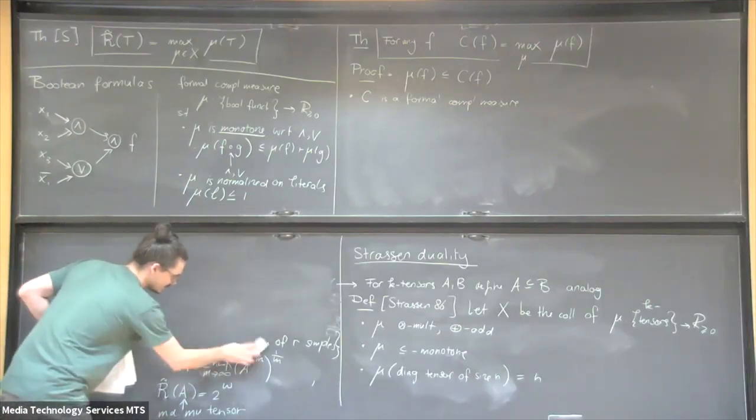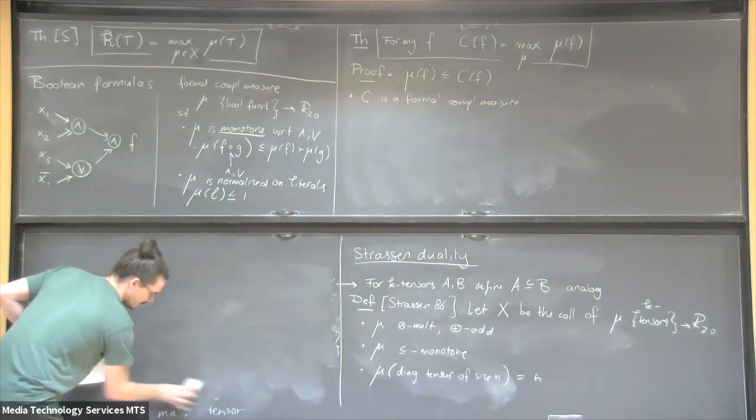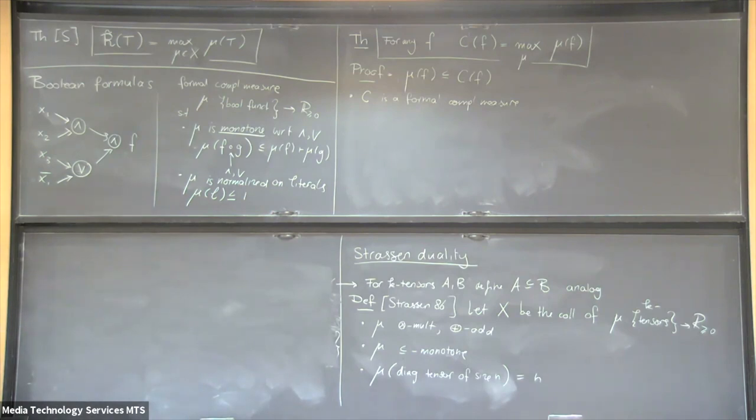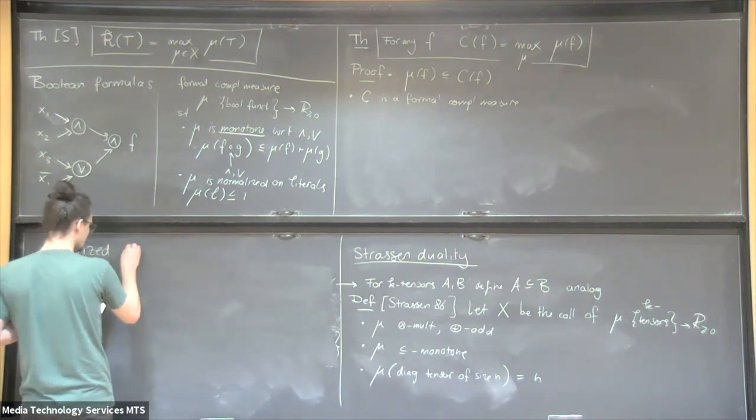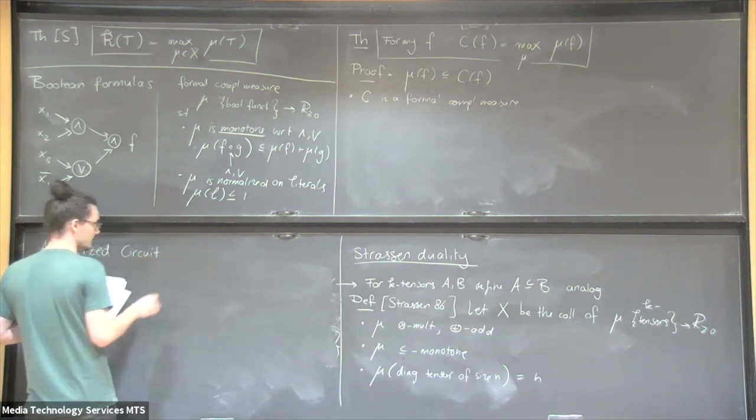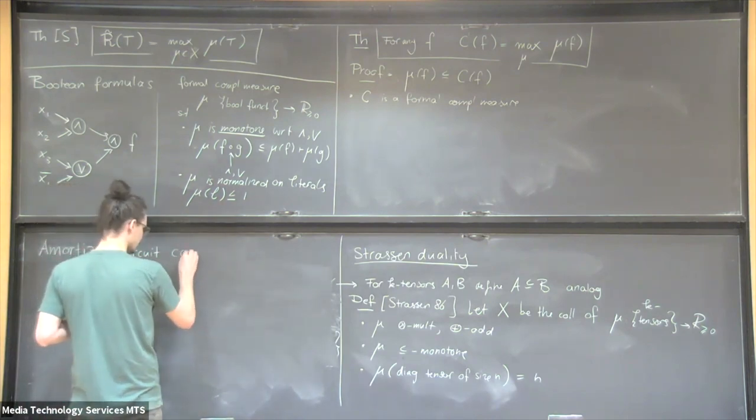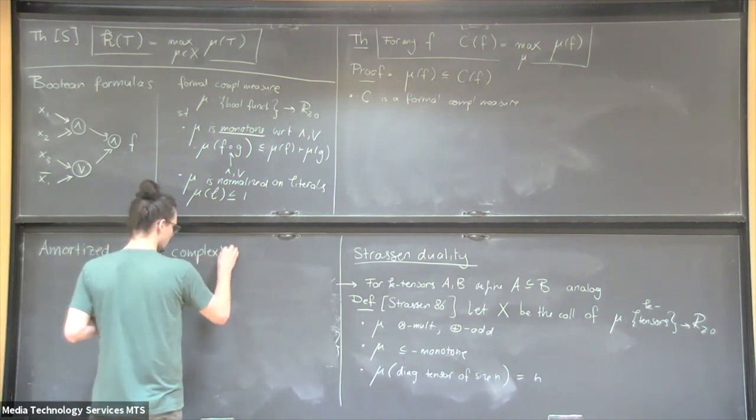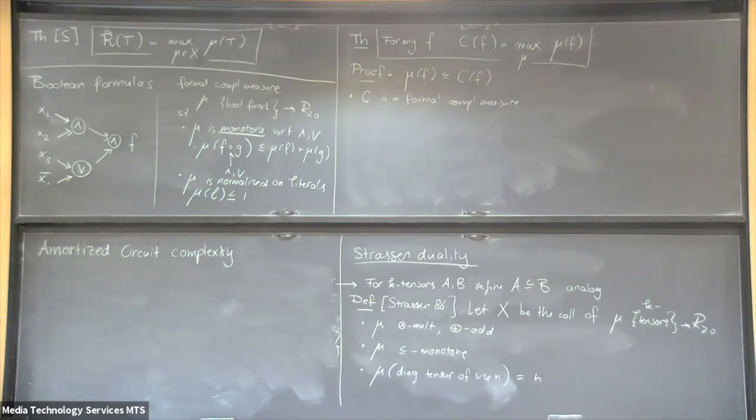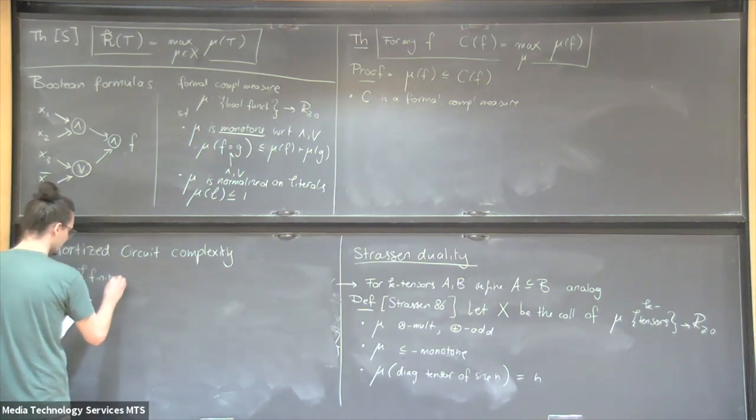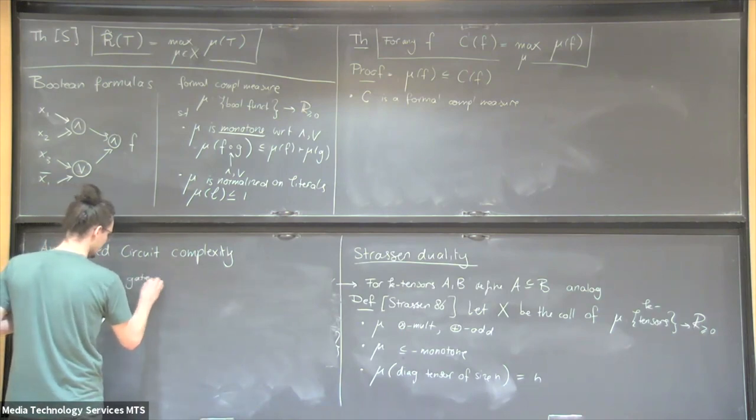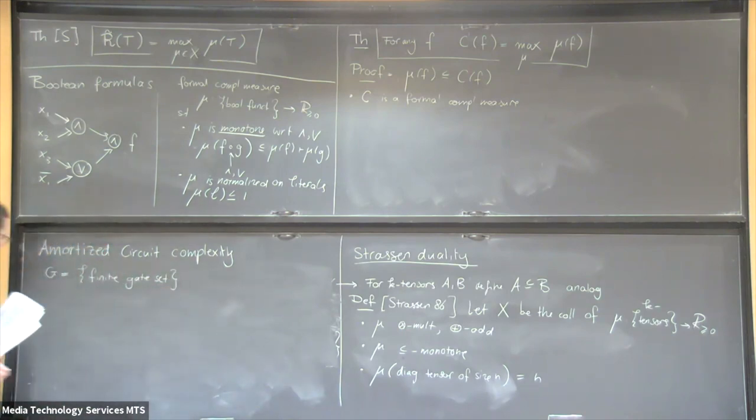So I'm going to talk about amortized circuit complexity, and then I'm going to tell you about a new duality result for amortized circuit complexity. The situation here is very general, but I will give you examples to make it concrete. So, amortized circuit complexity. We pick a set G, a finite set of gates. So this is a finite gate set. And we are in a very general situation.